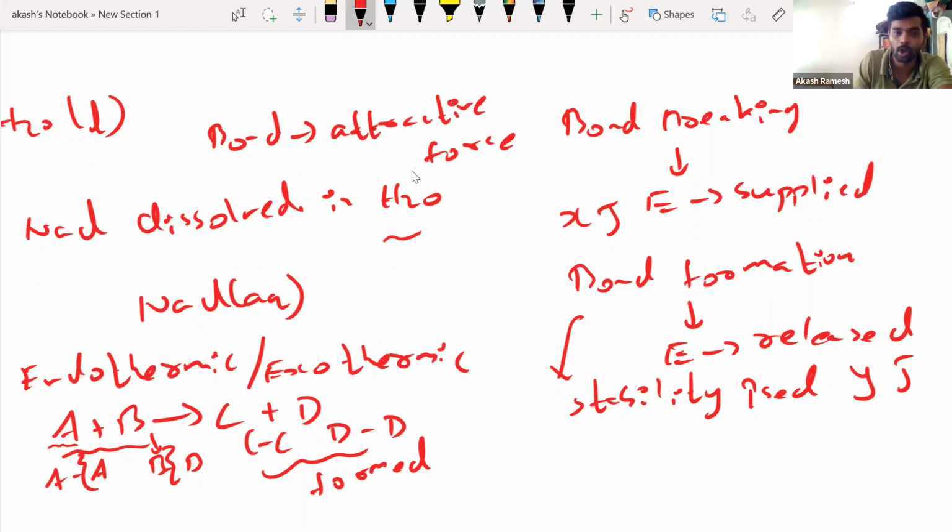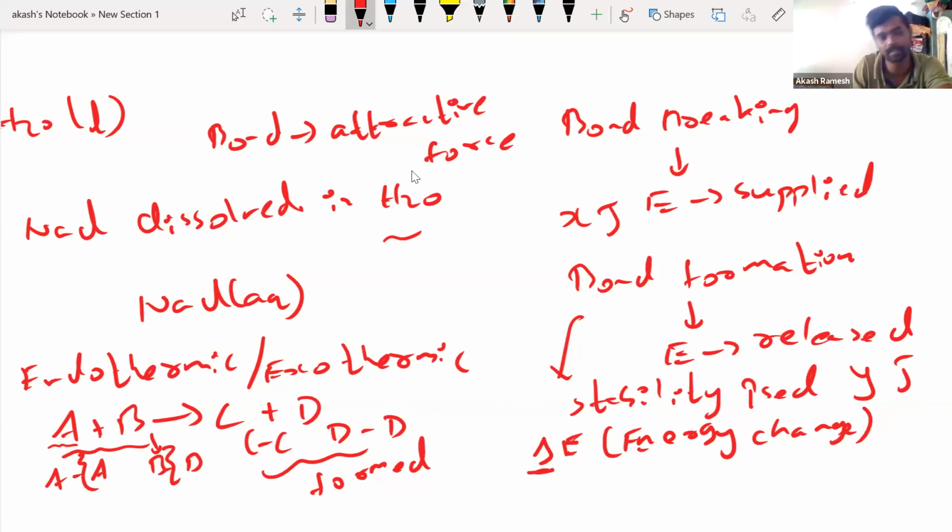So if I ask you, what is the overall energy change? I write delta E. Delta E is energy change. When I put delta, the triangle symbol, I talk about the difference. So when I put delta E, I'm talking about the overall energy change happening. In this case, I've given you the values X and Y, so this delta E, I can write as X minus Y. This is the overall energy change.